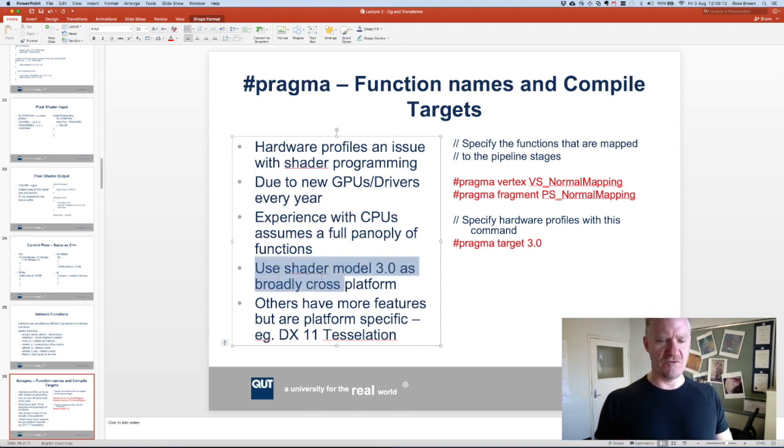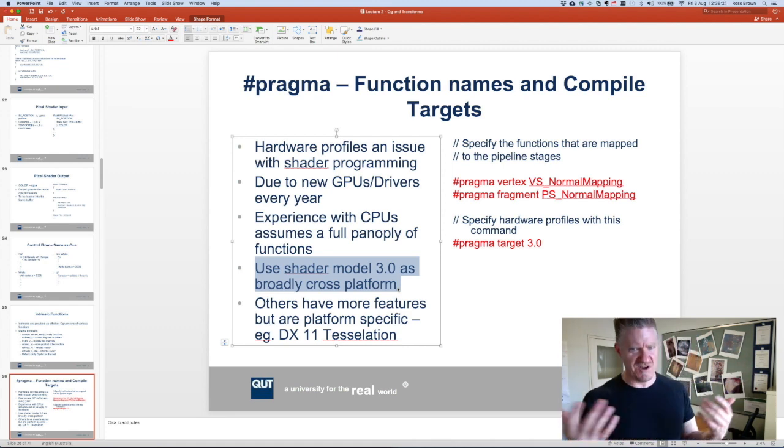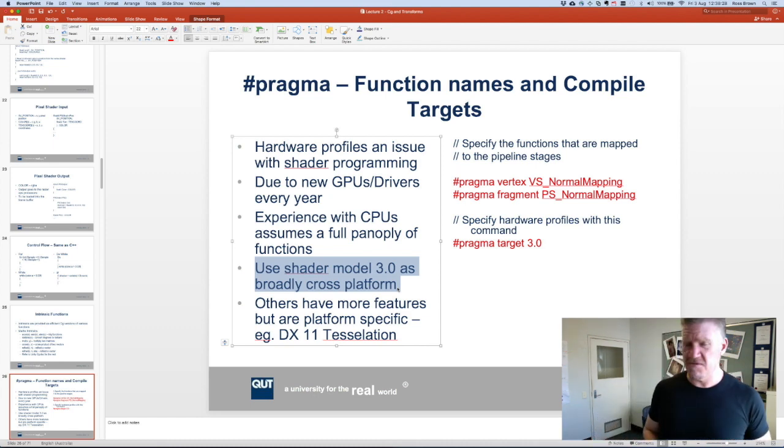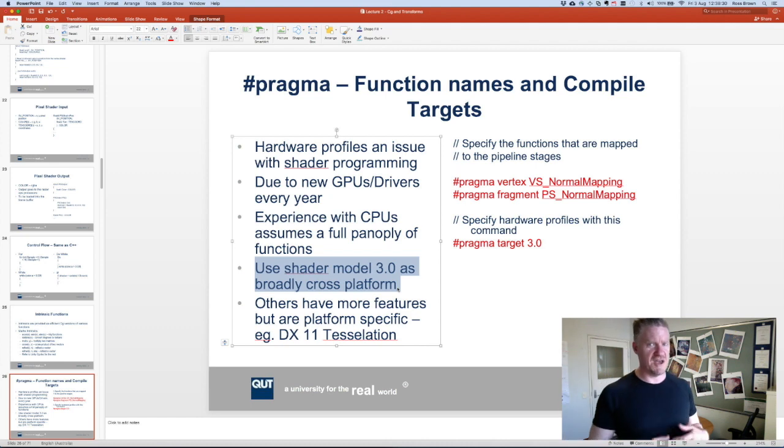Shader 3 is broadly cross-platform, but there are other numbers. You can go up in complexity to Shader 5. I haven't pushed it. I should. This is one of those things where it's like, read the fancy manual, Ross. The shader numbers will go to, I think, Shader 6 by now. Maybe they're going to Shader 7. The hardware keeps changing, they introduce new features, and they update the shader languages.